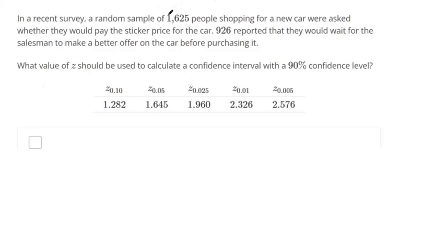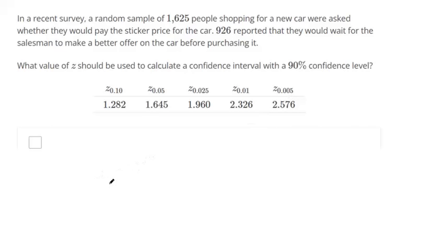In a recent survey, a random sample of 1,625 people shopping for a new car were asked whether they'd pay the sticker price for the car. 926 reported they'd wait for the salesman to make a better offer. So what value of Z should be used to calculate a confidence interval of 90% confidence?